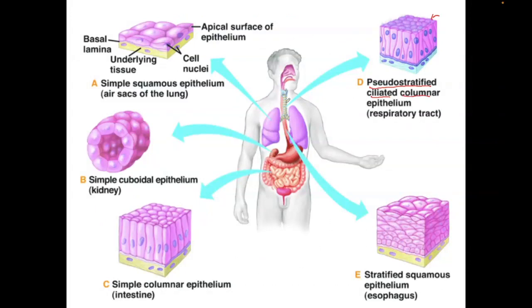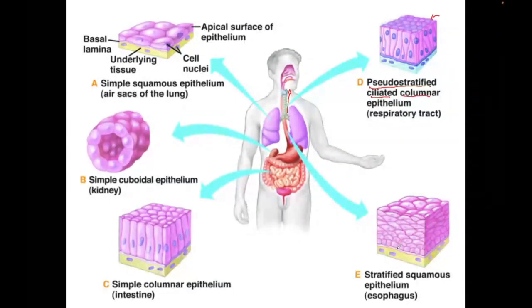And these are found here in the trachea, in the respiratory tract. Remember, those cilia are going to be beating rhythmically upward to push debris out. So we'll find them in the respiratory tract.